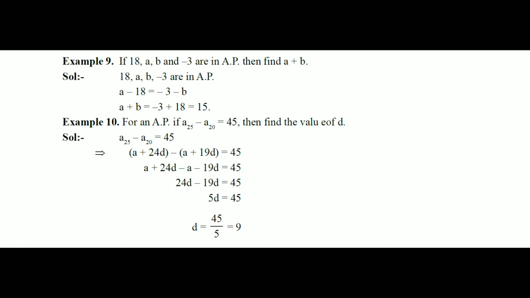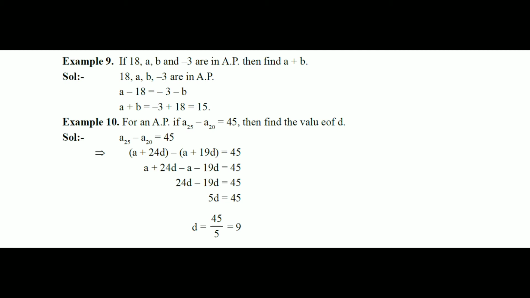Now let us proceed further. Example 10. For an AP, if A25 minus A20 is equal to 45, then find the value of D. Now we see that the difference between two terms is given as 45, and the two terms are the 25th term and the 20th term. Can you think of the formula that we have to use here?